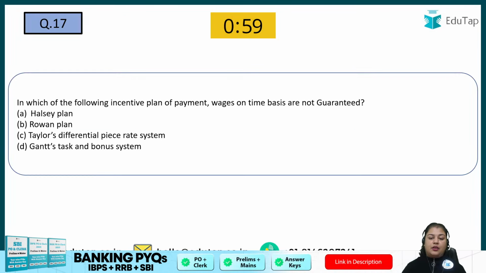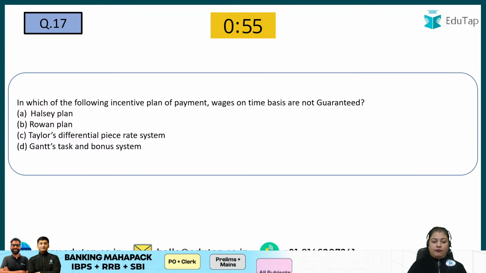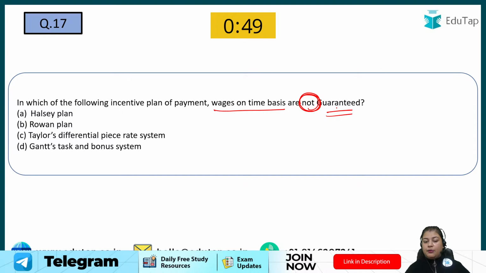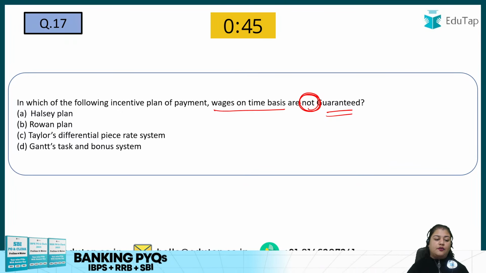Moving ahead, question number 17. Read the question again very carefully. In which of the following incentive plans are wages on time basis not guaranteed? Okay, wages on time basis are not guaranteed. Halsey plan, Rowan plan, Taylor's differential piece rate system, or the Gantt task and bonus.